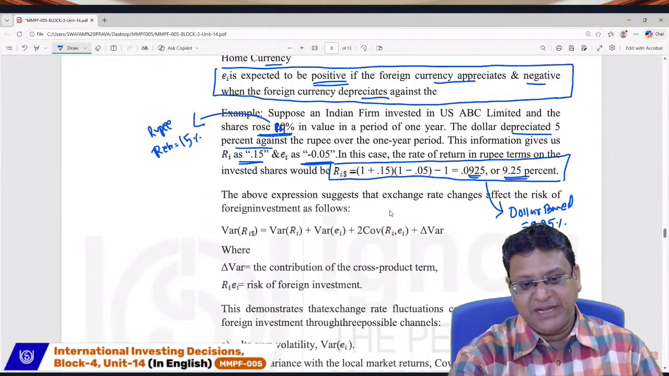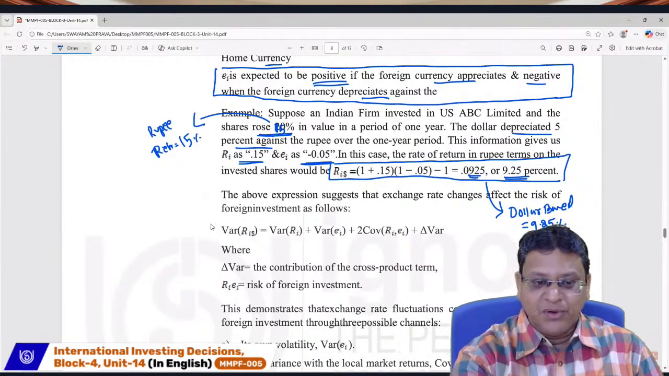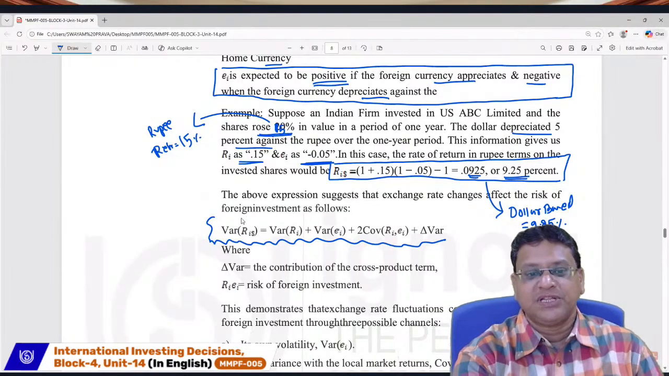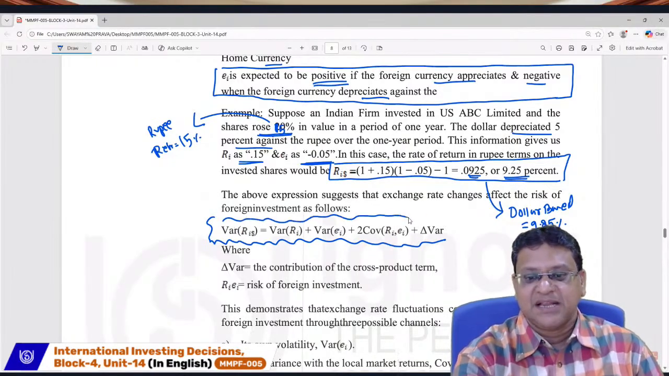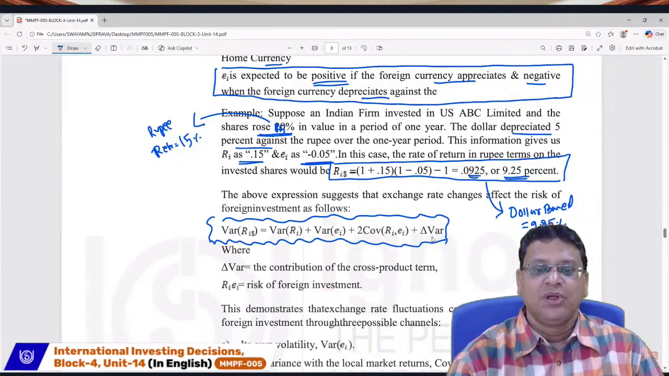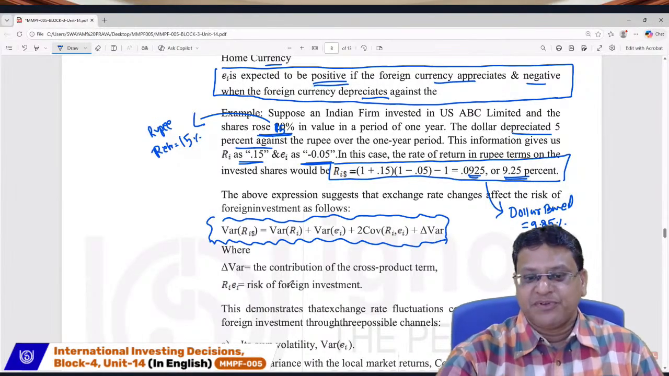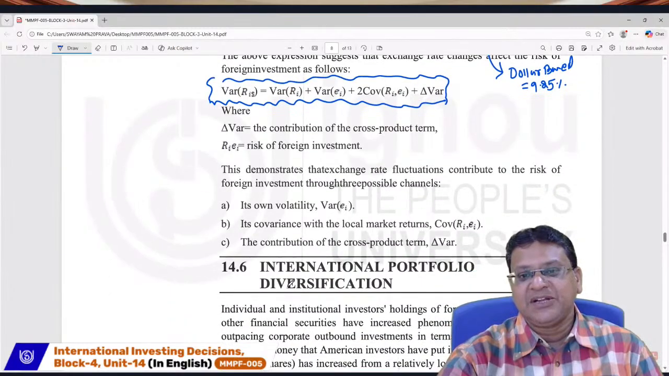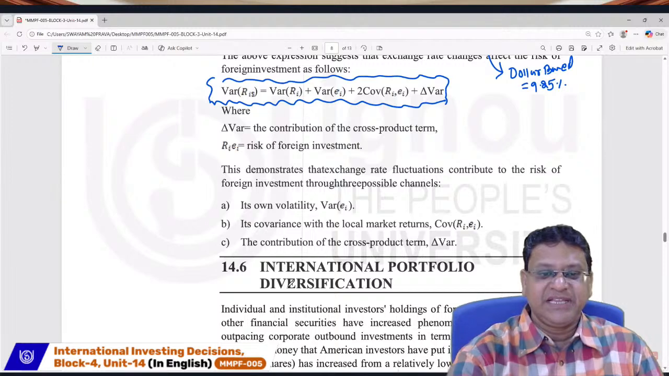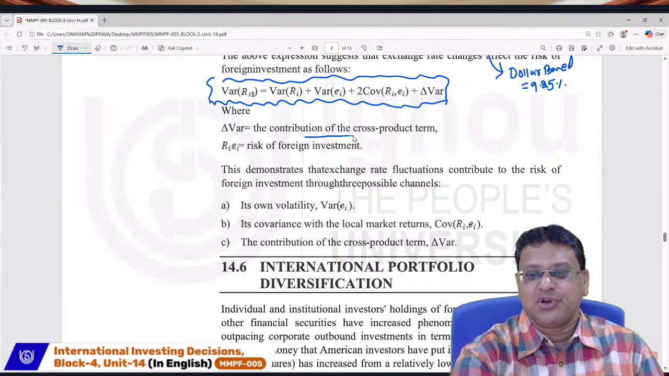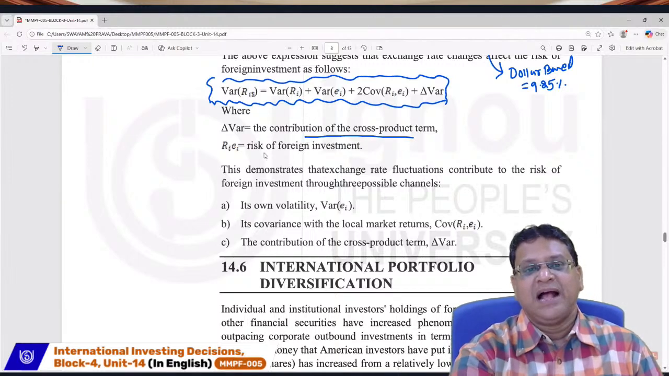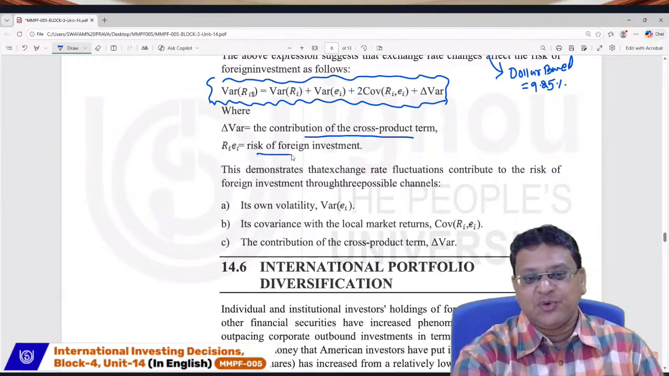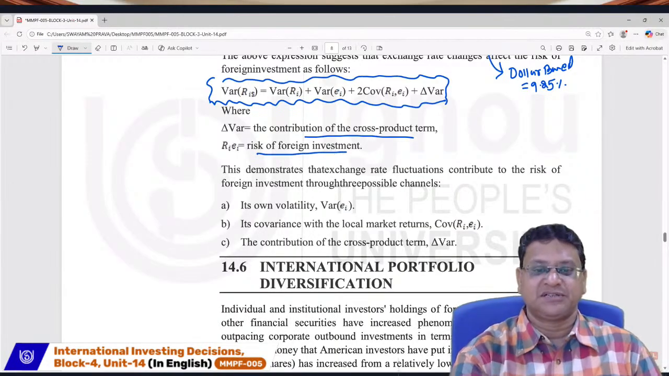In case of a foreign portfolio, the formula to find out the risk is this. Variance RI dollar is equal to variance RI plus variance EI plus 2 covariance RI, EI plus change in variance, where change in variance is the contribution of the cross product term of RI and EI, and RI dollar is equal to the risk of foreign investments.